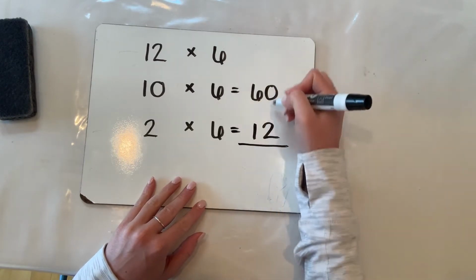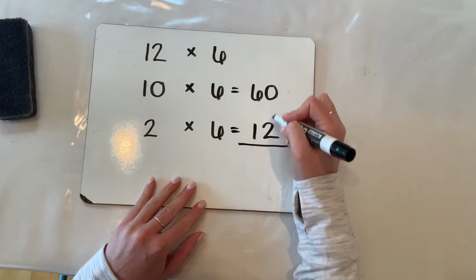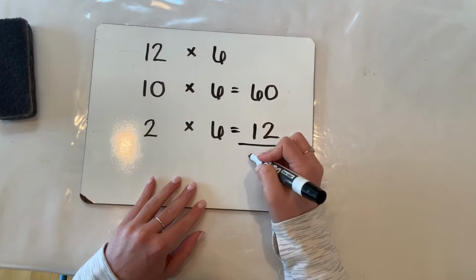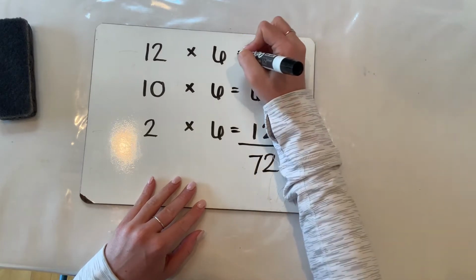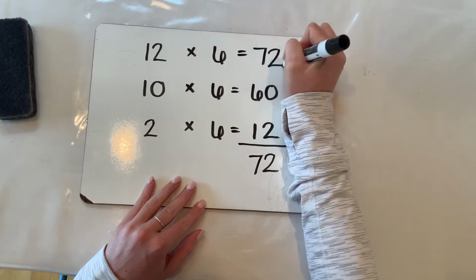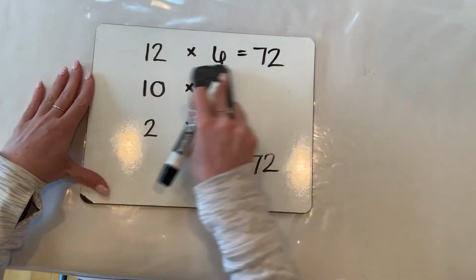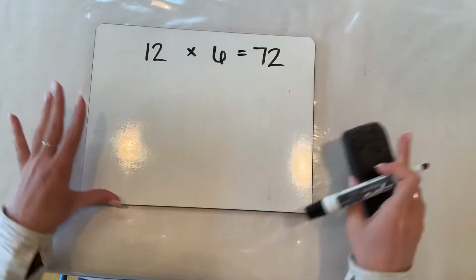And then I can just add these two up. I can say 0 plus 2 is 2. 6 plus 1 is 7. That answer is 72. Great. I'm going to show you one other way to find that one out, okay?